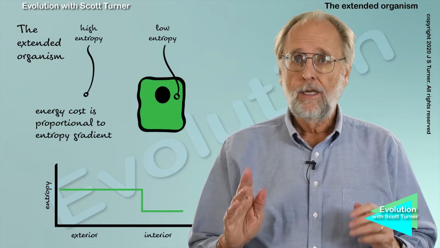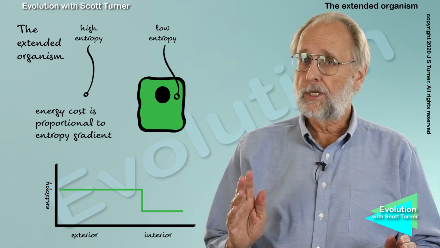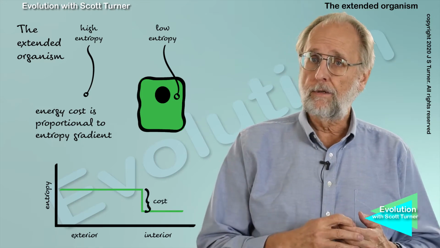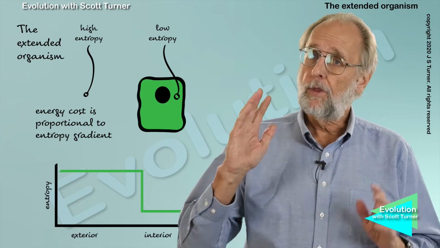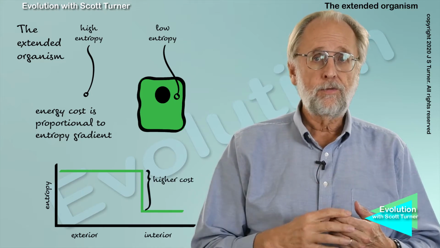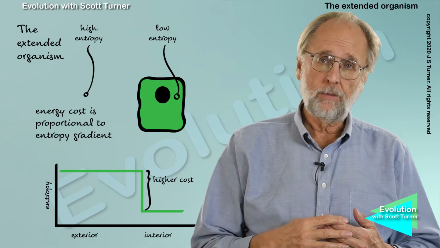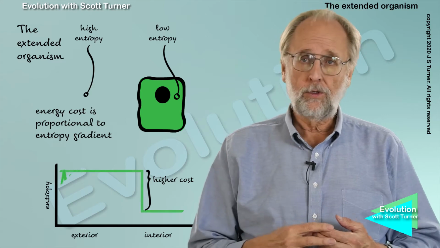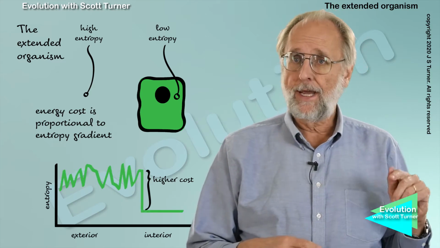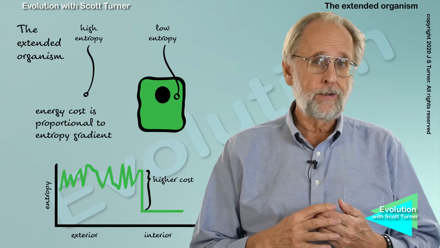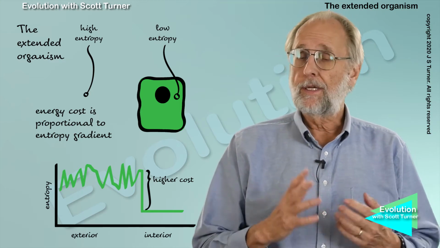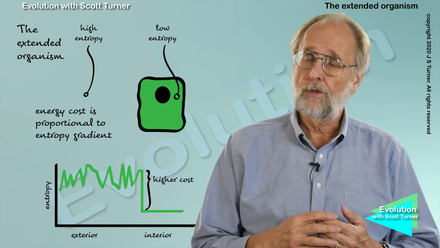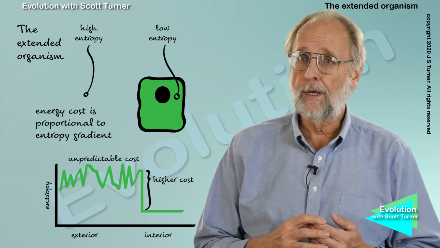High entropy outside with an abrupt transition to low entropy within the cell. The cost of sustaining the cell's orderliness is proportional to the gradient. If external entropy goes up, the cost will also go up. This is for a steady and uniform external environment indicated by the flatness of the line outside the cell. If the external environment is variable as suggested by the jagged line, this adds another interesting wrinkle. Because the external entropy is difficult to predict, this makes cost of sustaining the cell's internal entropy also difficult to predict. And there's still more wrinkles.